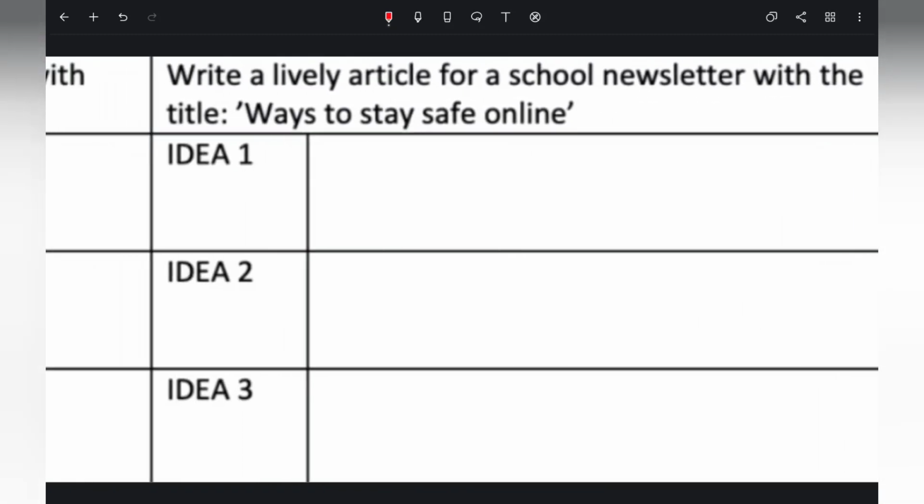The second one is to write a lively article for a school newsletter with the title Ways to Stay Safe Online. So that is essentially about e-safety, internet safety, again a hot topic for students in schools, and also for the world as well, because online safety is of course something that's always in the headlines. So again, do research, spend your half term going over some articles, read them, understand them, look at the facts and figures that they use within the articles. Can you use them in your own article? Yes, absolutely. So do your research and have a go at answering this question.